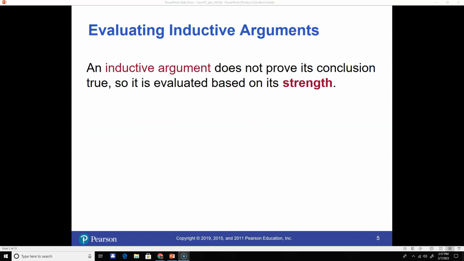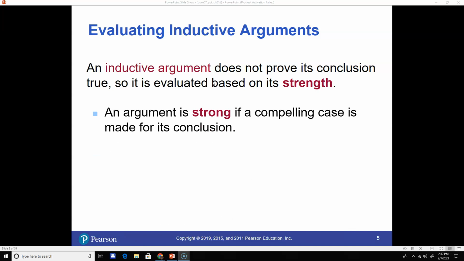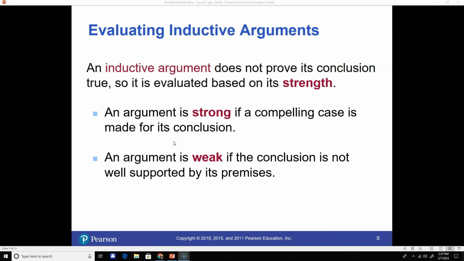So again, as I stated before, an inductive argument doesn't prove its conclusion true, so it's evaluated based on its strength. So an argument is strong if a compelling case is made for its conclusion. Again, there's a little bit of subjectivity to strength in this setting when we're talking about just reading sentences and trying to understand their underlying logic. And again, an argument's weak if it's not well supported by its premises.